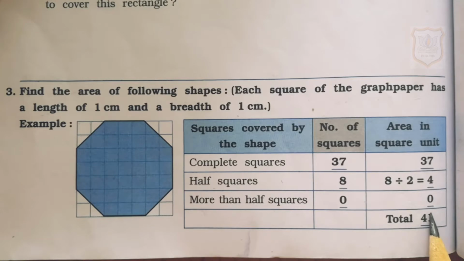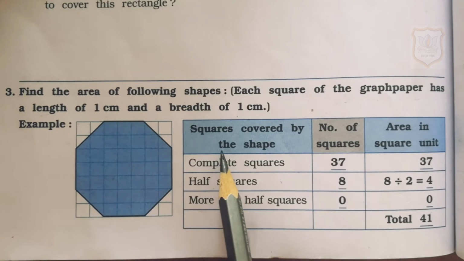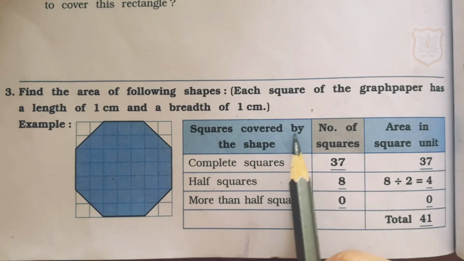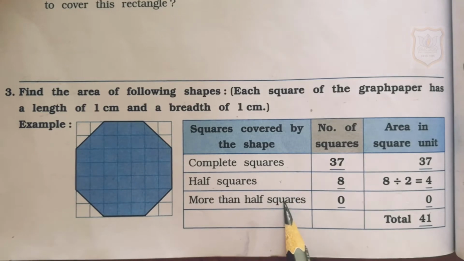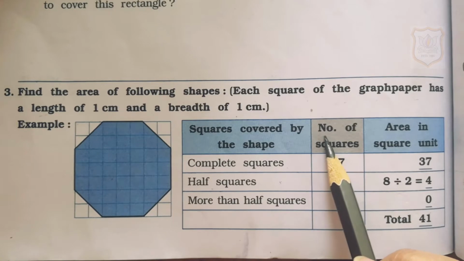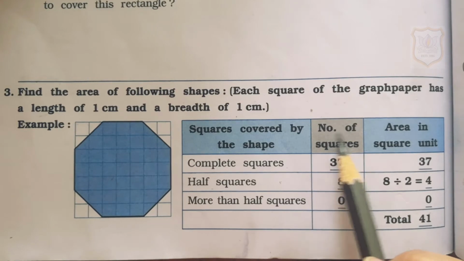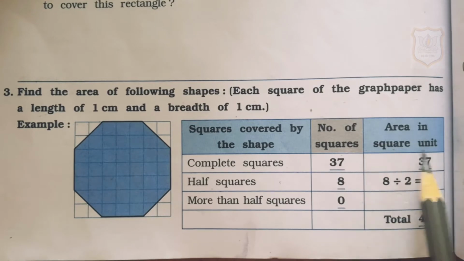So here we have to complete the following table with the help of this graph. In the first column, squares covered by the shape is given, where we have to find out complete squares, half squares, more than half squares and less than half squares. In the second column we have to find the number of squares, and in the third column we have to find the area in square unit.